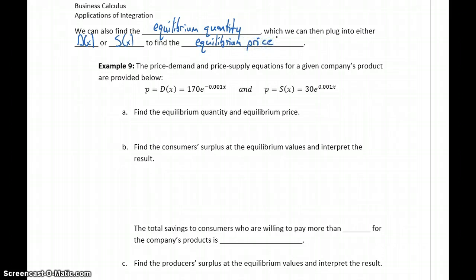So in example 9, the price demand equation and price supply equations for a given company's product are provided below. We want to find the equilibrium quantity and the equilibrium price. So to find the equilibrium quantity, we'll take D of X and set it equal to S of X and solve for X to get our value for X bar.